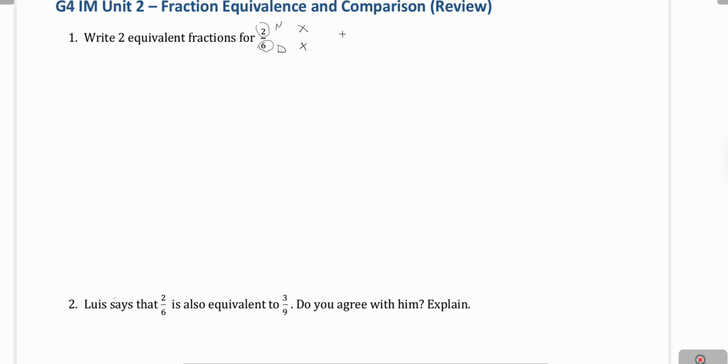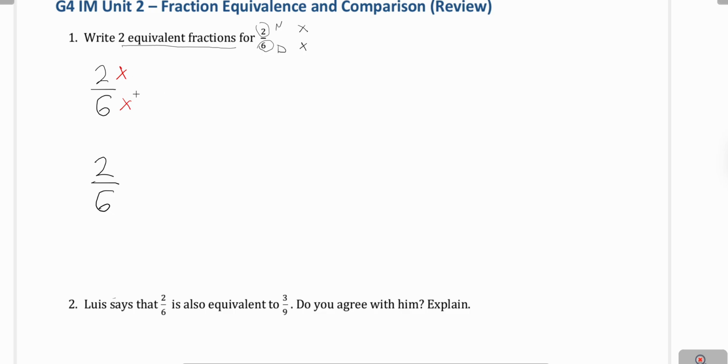So it can be 2, it can be 3, it can be 4, it can be 5, whatever you want. So since we are writing two equivalent fractions for two sets, I'm going to write two sets two times. Two sets and two sets. So we are going to generate two equivalent fractions. So I'm going to use multiplication, and we can even use division. So let's use multiplication first.